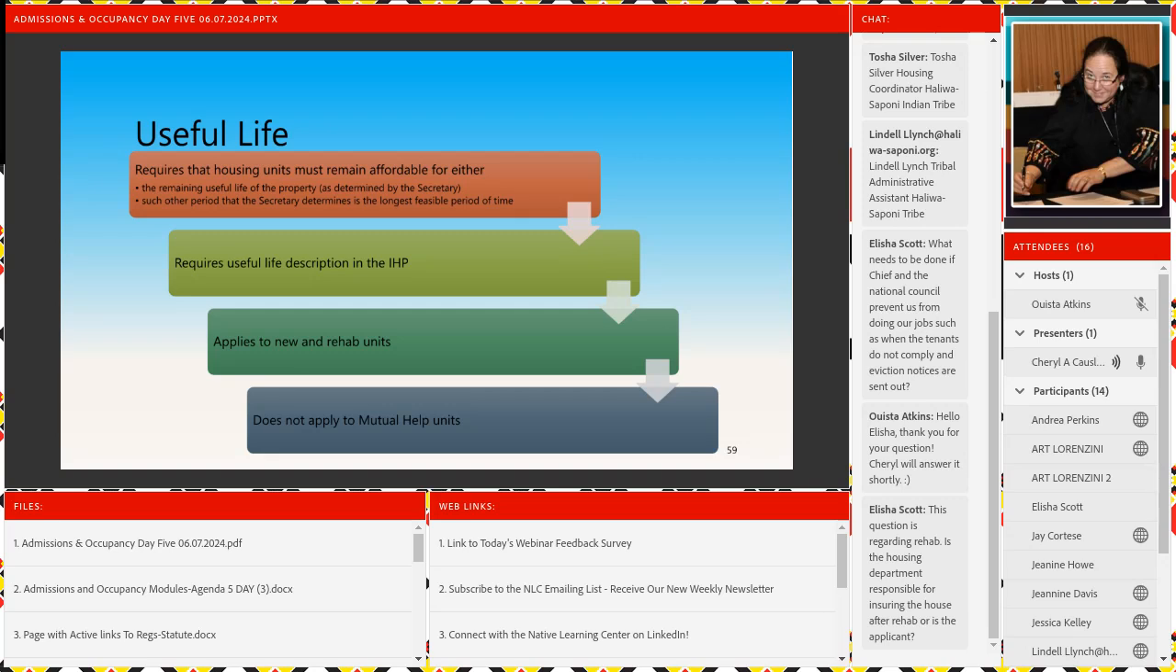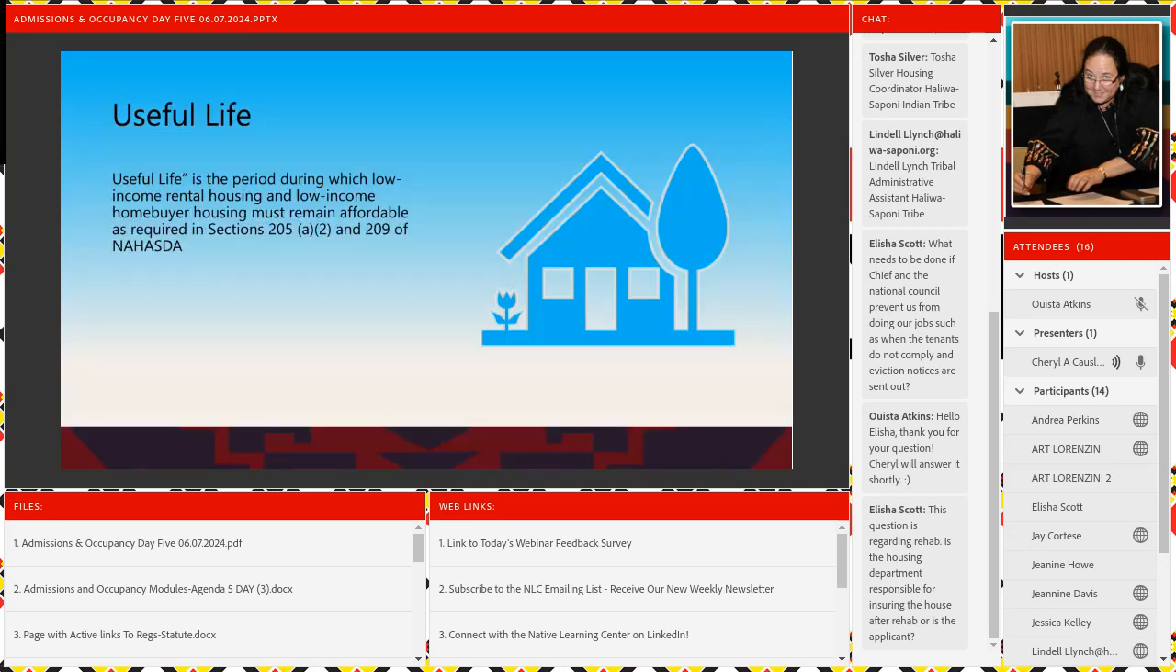Now, if you mimicked the mutual help program, and I know of tribes that did, and even called them mutual help, and they were built with NAHASDA funds, so there's no subsidy attached to them, those would apply to those particular units, okay? So it depends on that funding source. Useful life is the period during which low-income rental units and low-income homebuyer housing has to remain affordable as required by Section 205, A2, and 209 of NAHASDA. So you'd go to the statute to read about this particular part.